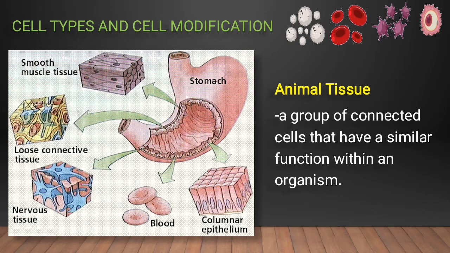The animal cells are grouped together to form animal tissues. These tissues vary in their structure, function, and origin. The animal tissues are divided into epithelial, connective, muscular, and nervous tissues. Let us have a glimpse of each type of animal tissues in detail.